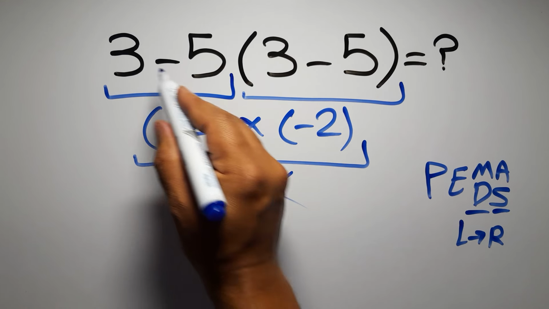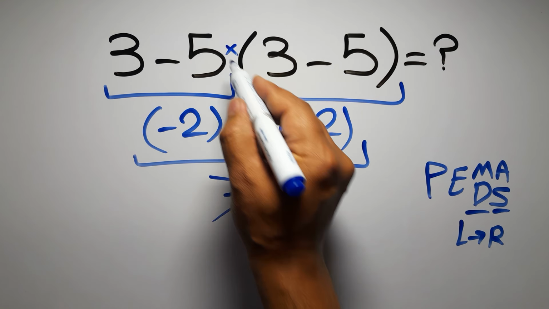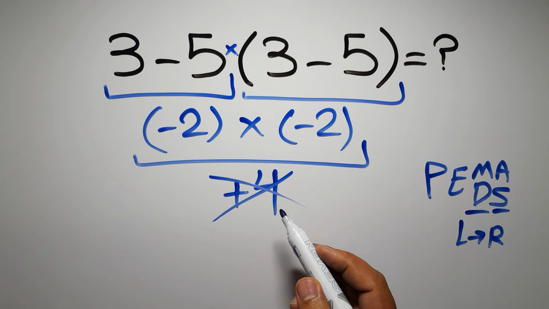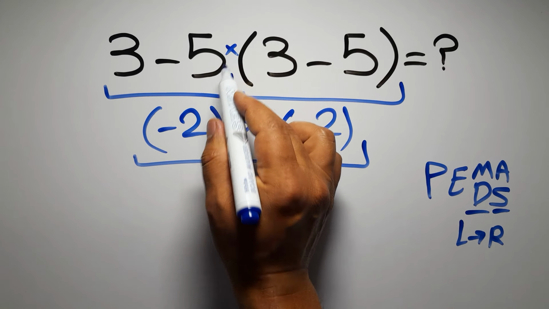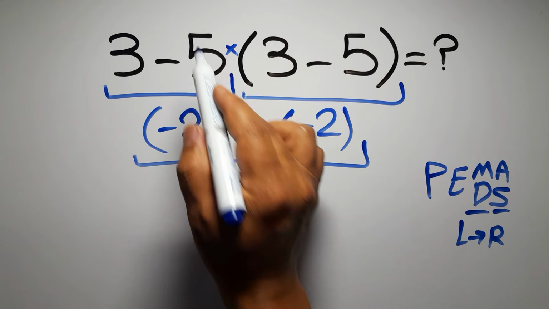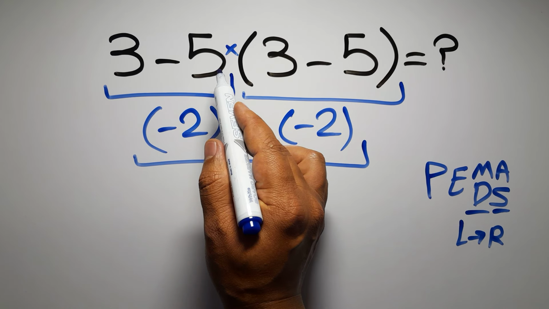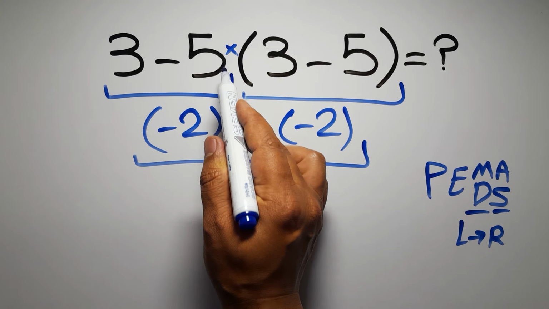In this expression, we have one subtraction, one multiplication, and one parenthesis. Inside this parenthesis, we have one subtraction. Here we have a multiplication because in mathematics when a number is placed next to parentheses, it means multiplication and we usually don't write the multiplication sign for brevity.